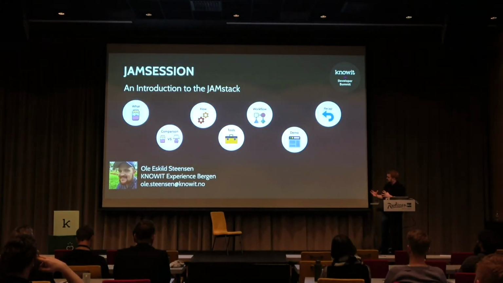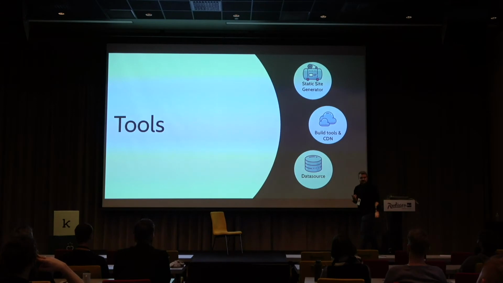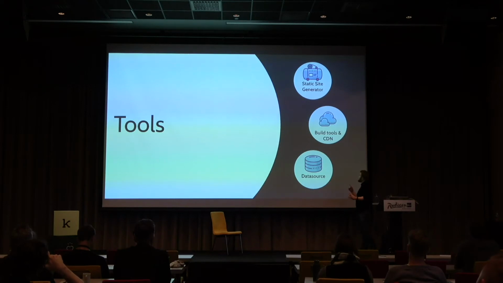So yeah, let's take a closer look at how you actually build this. What tools do you need to achieve it? There are 3 main categories. First, you need a static site generator. This is basically your engine that retrieves your data from some data source that you specify and spits out a finished static website. And then you will need some build tools and a CDN to serve your content. And you would also need to pull the data from some kind of data source. So let's take a look at each one.